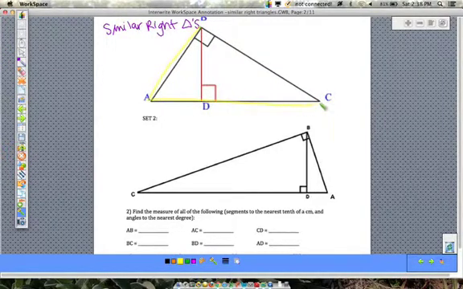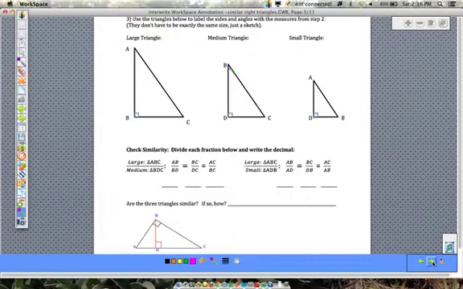We have the large triangle, triangle ABC. We've got the medium-sized triangle right here, triangle BDC. And then we have the small triangle, triangle ABD. So we measured all of these side lengths and angles, and we moved on to the next page and we listed the corresponding sides in the large, medium, and small triangle.